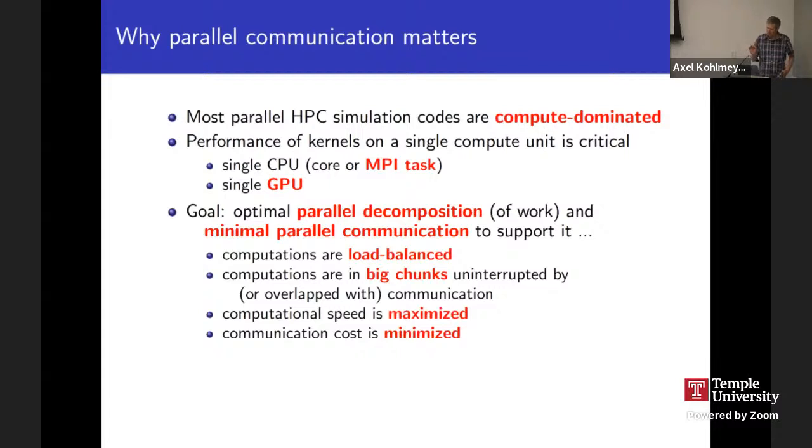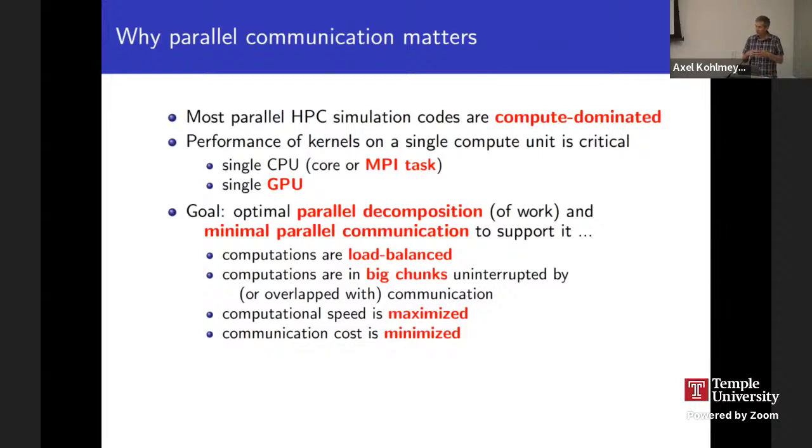So the goal, when you think about your simulation at the largest scale, is to partition the work across these compute units in a way that needs minimal parallel communication to support it. If you can do that, then the computations themselves are going to be pretty well load balanced. You've got maybe 10 GPUs or 1,000 GPUs or 1,000 threaded CPUs working on your simulation, and when you get to that point in the computation, they all have an equal amount of work to do.